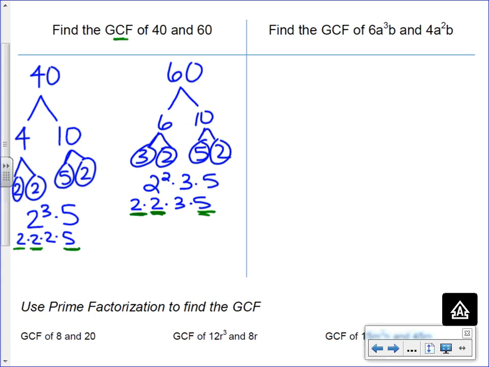Everybody with me? Everybody understand that? Because this one doesn't have the third 2. Good question. So we have 2 2s and a 5. So the greatest common factor is 2 times 2 times 5. Everybody with me? Anybody confused? So the greatest common factor is 2 times 2, which is 4. 4 times 5, which is 20. So their greatest common factor is 20. Pretty simple stuff. That's all you do to find the greatest common factor.